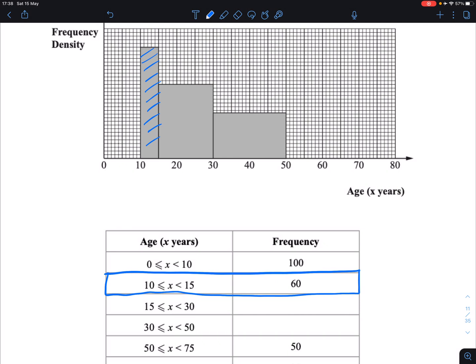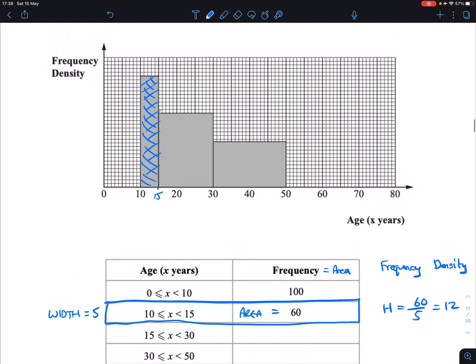Okay, now our frequency equals the area in a histogram. So 60 is the area of this bar here. Now because it has a width, the bar has a width of 5, with this being 15, the width is 5, and the area is 60, then if we want to know what the height is going to be, 60 divided by 5, which makes 12, and that height is known as the frequency density. So the height of that blue bar is 12, which means I can label 12 there.